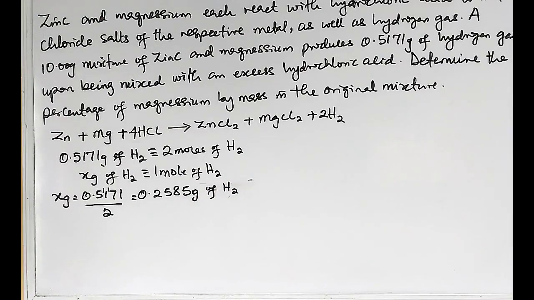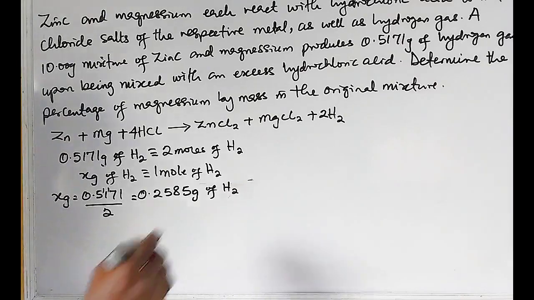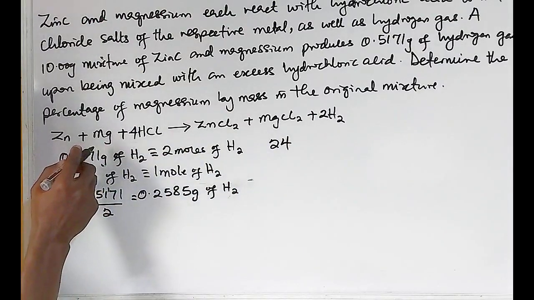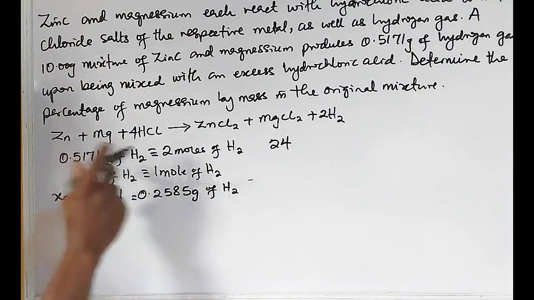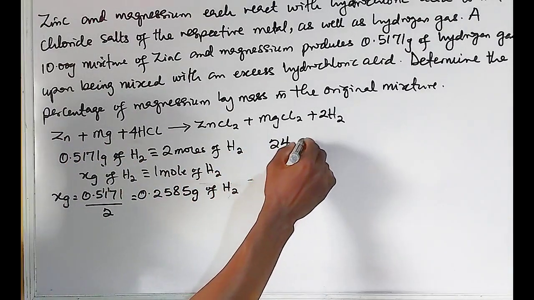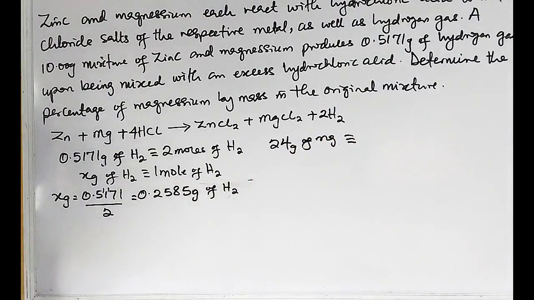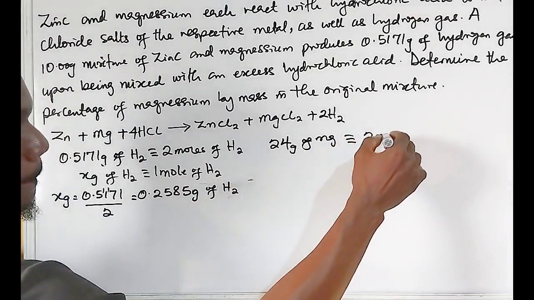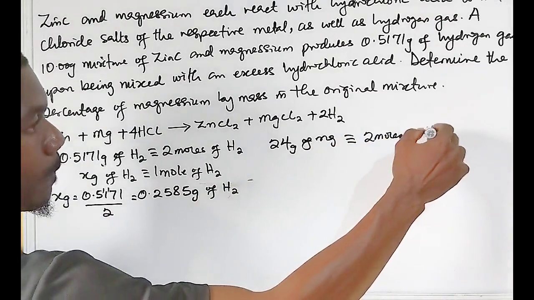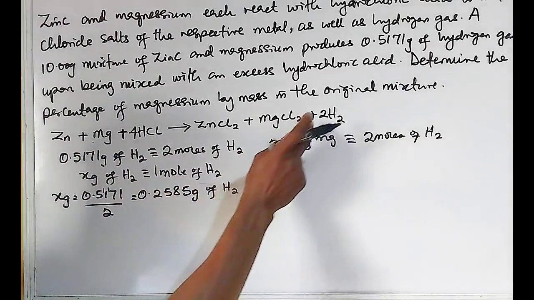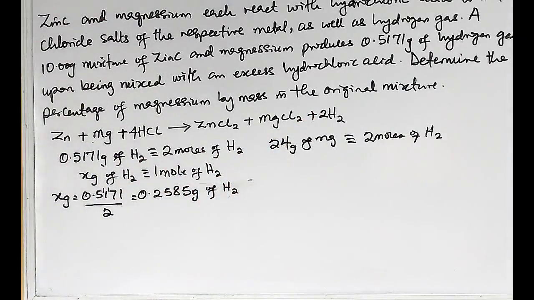Alright, to this point, it implies also that 24 gram, now looking at this equation, the atomic mass of magnesium is 24, and you can see it's just 1 mole. Now 24 gram of magnesium gave birth to 2 moles of hydrogen gas.